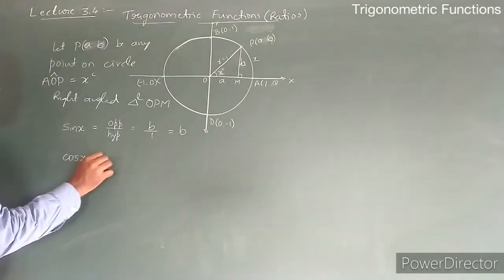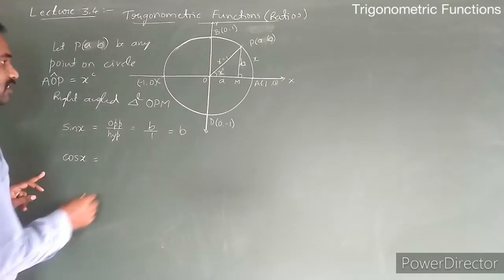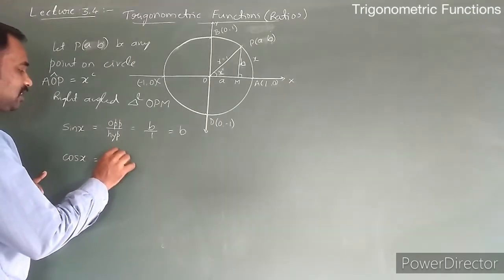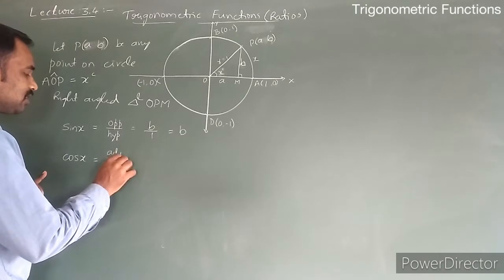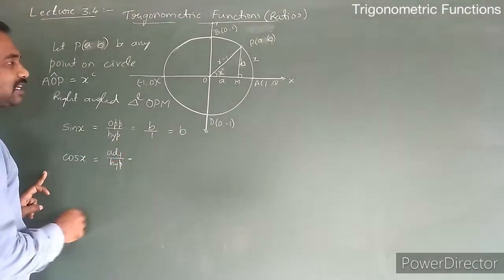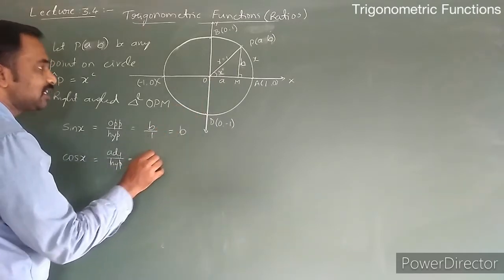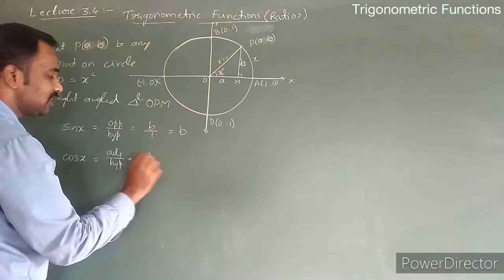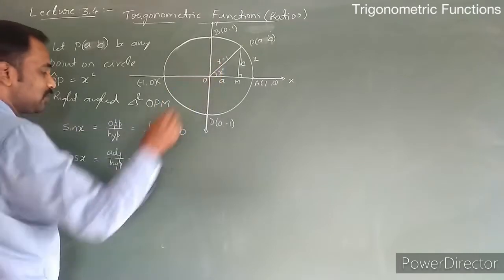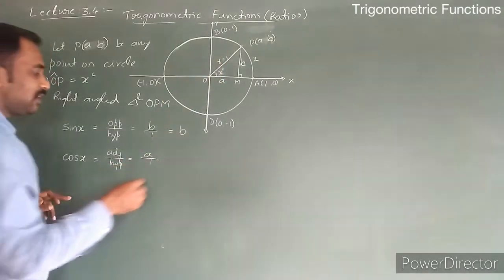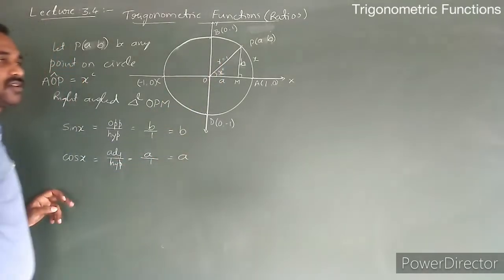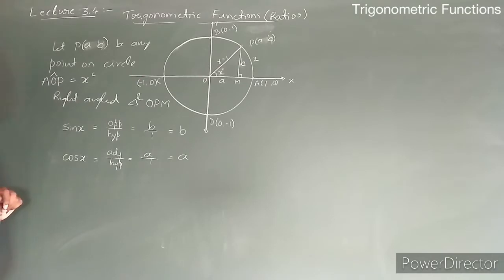What is the cos of x? Cos x is equal to, what is the definition of cos x? Adjacent divided by hypotenuse. What is the adjacent side of the right angle triangle? The adjacent side is OM, that is nothing but A. A divided by the hypotenuse, which is nothing but R. The R value is 1, so it is equal to A units.